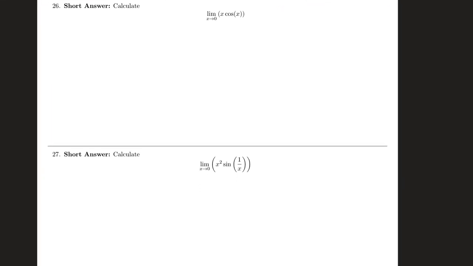All right, these next two have to do with how you use the squeeze theorem, and the main thing is that cosine and sine are these trig functions. They're always bigger than -1, and they're always less than +1. So I can take x cosine of x. If I replace just the trig part with -1, I'm going to get something that's always smaller. And if I replace just the trig part with +1, I'll get something that's always bigger.